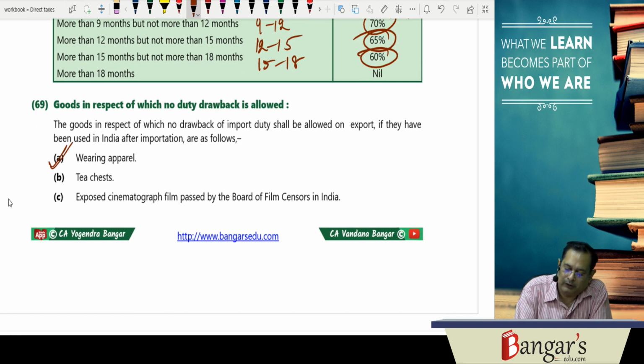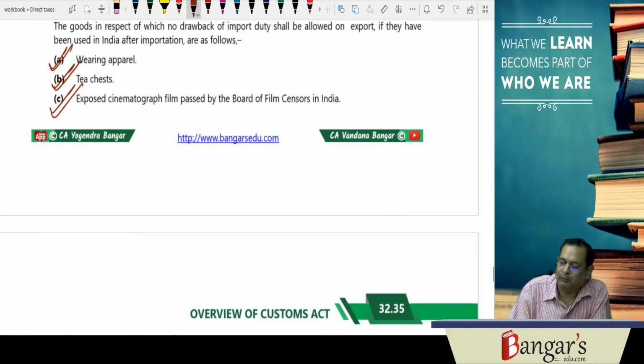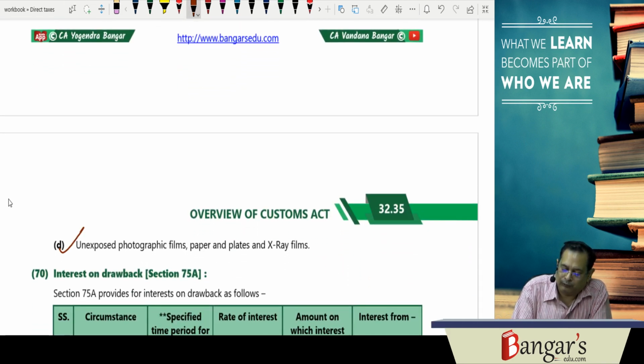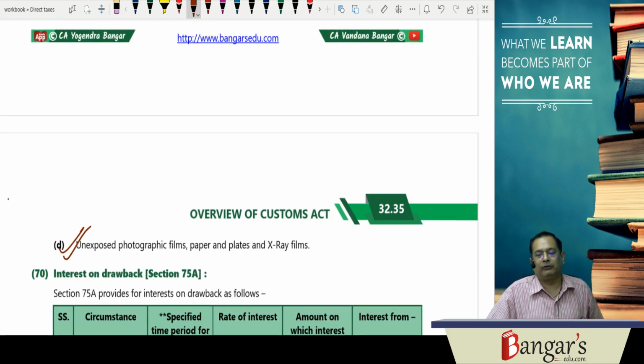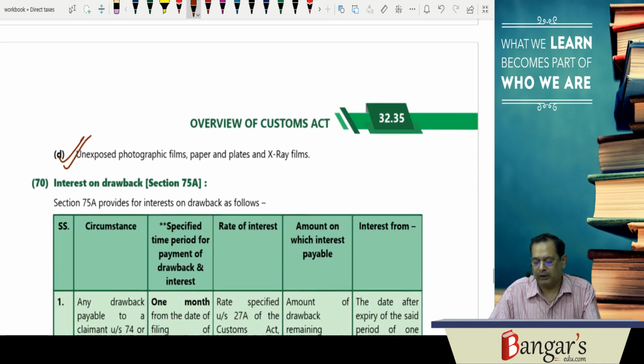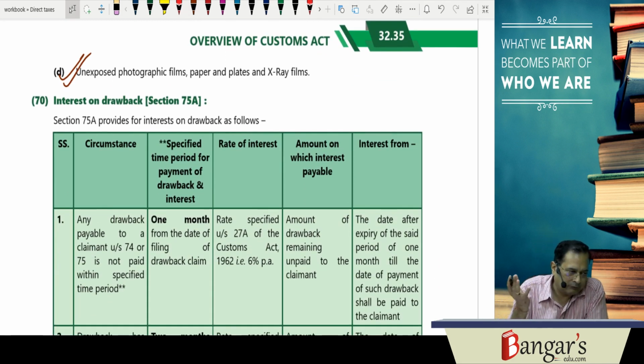Similarly, in respect of wearing apparel, tea chests, exposed cinematograph films passed by the board of censors, unexposed photographic films, paper plates and X-ray films, drawback won't be admissible. Under 75, as we have seen, duty drawback is as per the all industry rate, keeping into account the input-output ratio and how much duties have been paid.